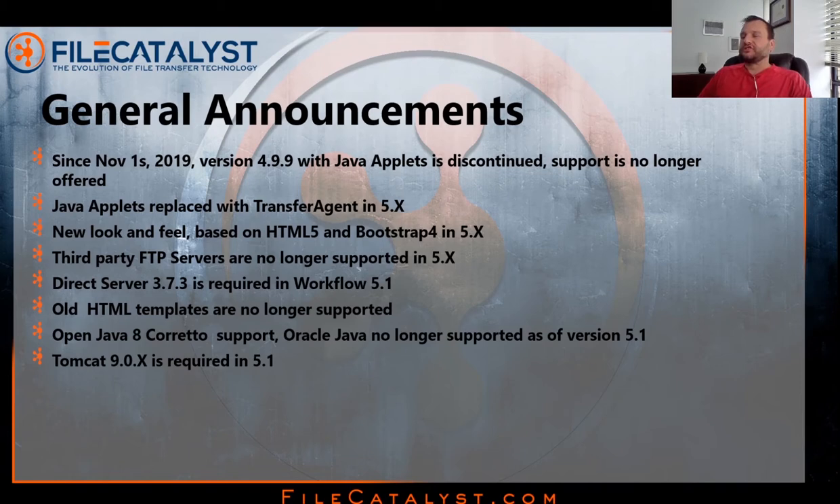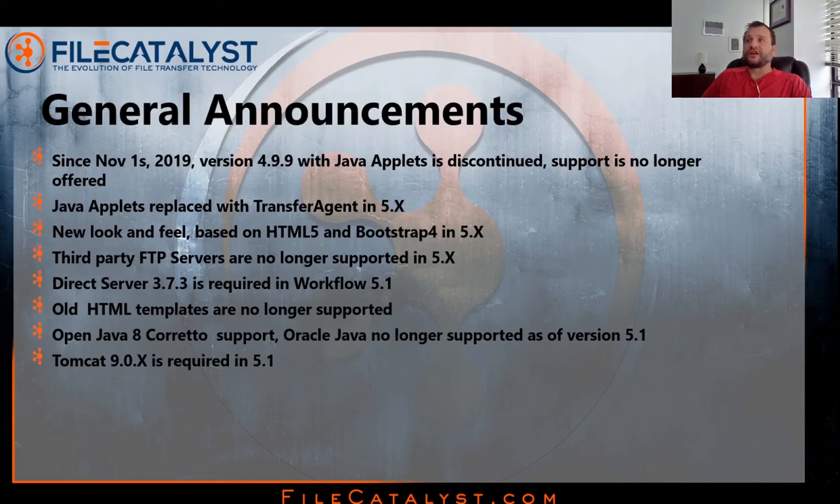Before I jump right into the demo, I just want to give existing customers and new customers a little bit of background on what happened in the FileCatalyst Workflow product line over the last two or 3 years. On November 1st, 2019, just recently, we dropped support and discontinued version 4.9.9 of Workflow. That was the last version that contained Java applets. The reason we did this is that Java applets are not widely supported anymore. We had to drop support for it and move to a new tool called Transfer Agent.